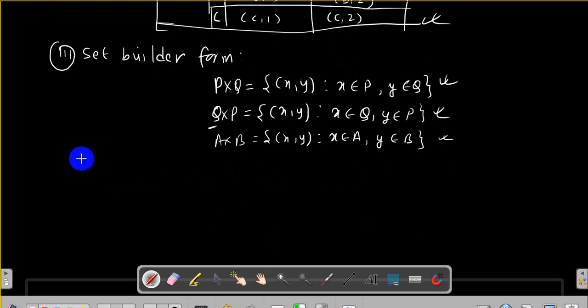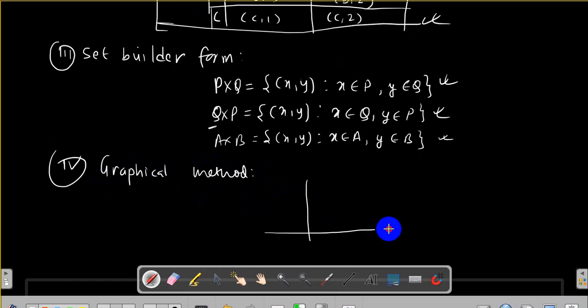Okay, this is set builder form. Next one is graphical method. In graphical method, this is a graph, a two-dimensional figure. This horizontal line is called the x axis and this vertical line is called the y axis.